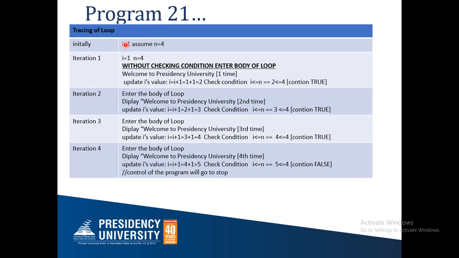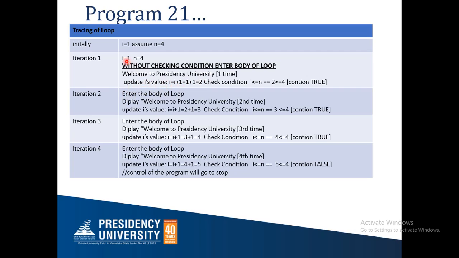For example, consider initially i equal to 1 that we have declared, and assume the value of n was 4. The user has given the value of n as 4. So for iteration 1, without checking the condition, the control will enter the body of the loop, and it will display "welcome to Presidency University" the first time. Then it will update i's value as i = i + 1.